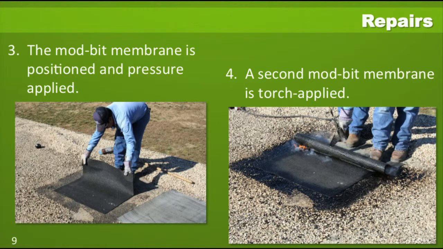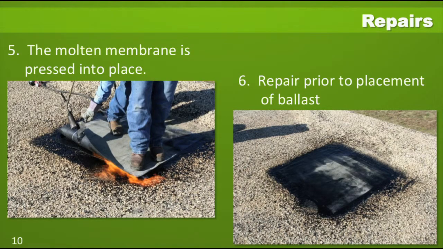bond. Number four, another modified bitumen membrane is being applied, a second ply on top of it with torching. It would not always be necessary to use torch application. You could have 2 layers of self-adhered if you wish. In this example, they are using hot application of the second layer. Photograph 5 shows that molten asphalt in the bottom of the modified bitumen membrane being pressed into place. Number 6 is showing the final state of the modified bitumen membrane.